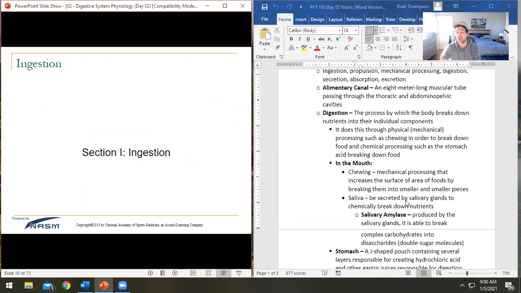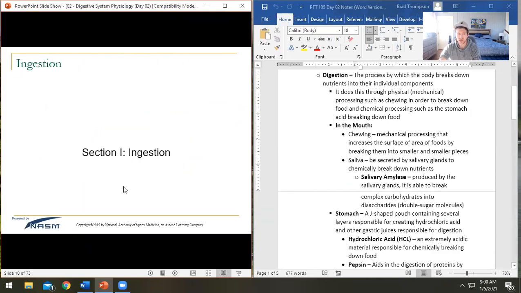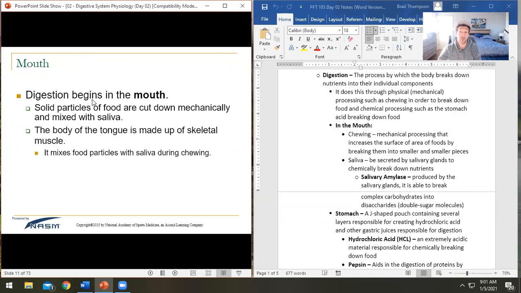So the first thing we're going to start by talking about is the idea of ingestion, right? So this PowerPoint's broken down into sections regarding the roles of your digestive system, which by now I think you guys understand is not just about digesting. And so we're going to be talking a little bit about the ingestion part of things here at the beginning. Digestion begins in your mouth, actually.